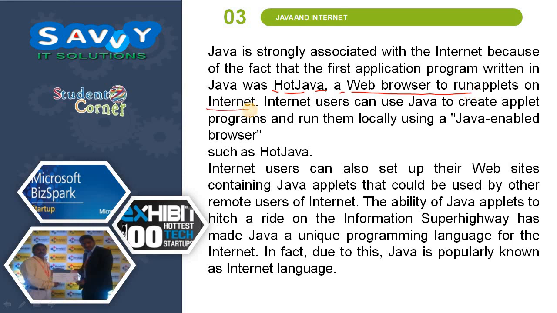Internet users can use Java to create applet programs and run them locally using a Java-enabled web browser, such as HotJava. Internet users can also set up their websites containing Java applets that could be used by other remote users of the Internet. The ability of Java applets to hitch a ride on the information superhighway has made Java a unique programming language for the Internet. In fact, due to this, Java is popularly known as the Internet language. So, Java was introduced for the development of Internet applications.